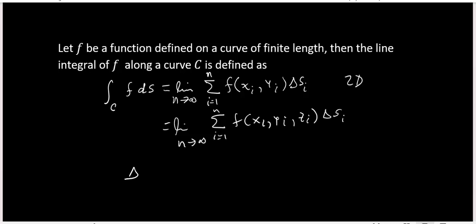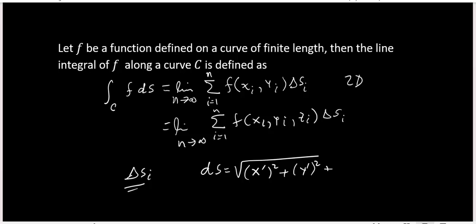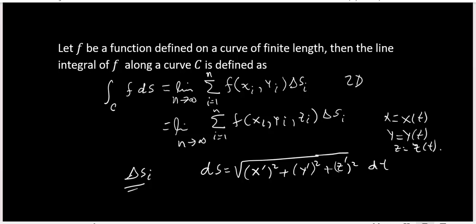Now, what is delta s_i? This is coming from the curve. So we say ds, another form of ds_i, will be the square root of x prime squared plus y prime squared plus z prime squared dt, where x is a function of t, y is a function of t, and z is a function of t. Okay, so this is roughly the idea.